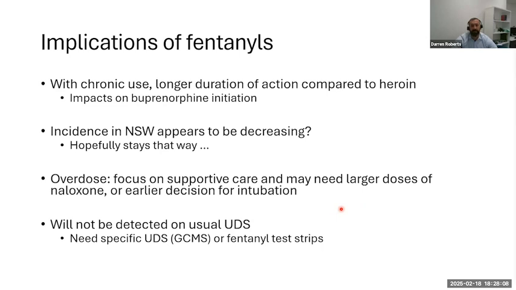And because of what I discussed before about the differences in structure, fentanyl won't necessarily be detected on regular urine drug screens because of the different structure. You'd need to use a specialized or specific urine drug screen, such as the GCMS. Or sometimes if people are testing product, they need to use a fentanyl test strip.